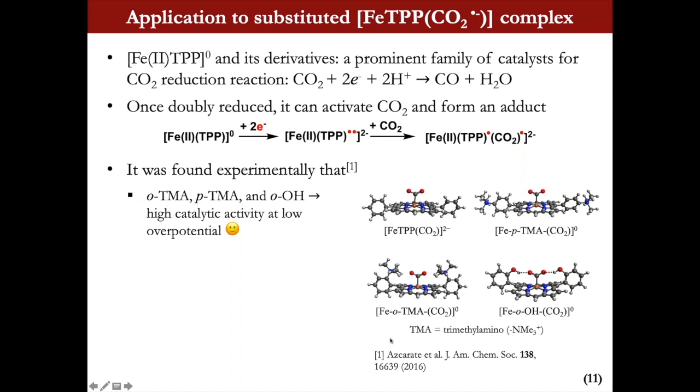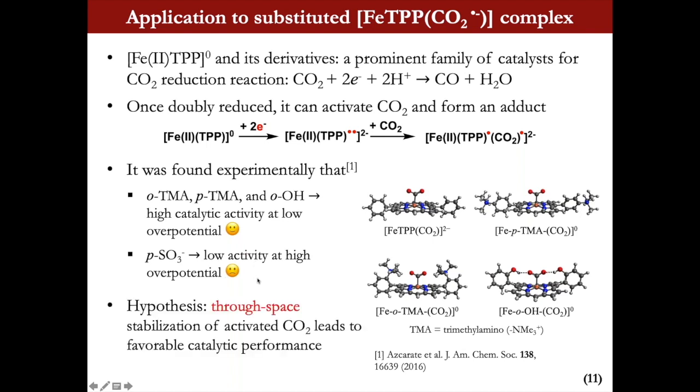So for example, by introducing the trimethyl amino group, which is a positively charged substituent, to the para and ortho positions, it can achieve higher catalytic activity at low overpotential, which is certainly favorable. And this similarly can be achieved by introducing a hydroxyl group to the ortho position here. However, by introducing a negatively charged group to the para position, such as this sulfonate group, the catalytic performance will degrade. So it was conjectured that the through space interaction between, for example, these positively charged groups and the CO2 can stabilize this activated CO2, which leads to favorable catalytic performance.